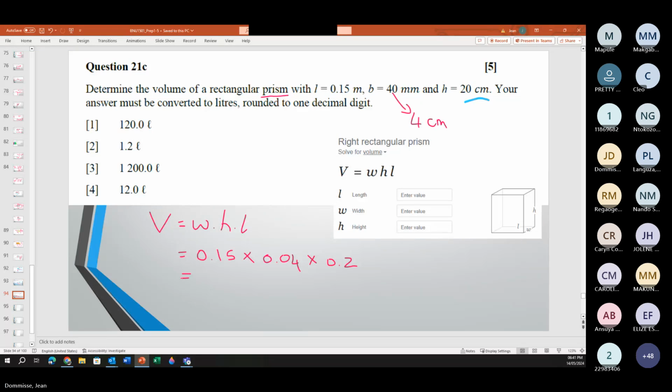So 0.15 times 0.04 times 0.2. So we get 0.0012. Now we don't need to divide by 1,000 like in centimeters. We multiply by 1,000 because it's already in meters. So then the answer will be 1.2 liters.